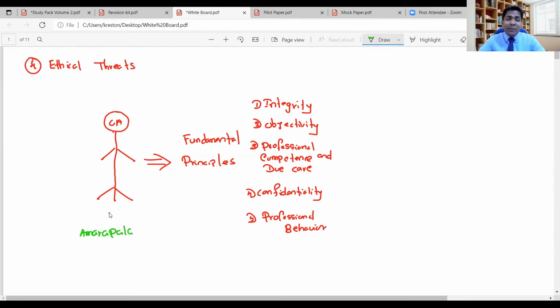Right? This Amarapala, by profession, has to maintain the 5 fundamental principles. Amarapala has to have integrity: honest and straightforward dealings. And be unbiased, without conflict of interest and without undue influence. You have to work toward objectivity, and you have the professional skill and knowledge required by the client or your business organization, and also you have to work diligently.